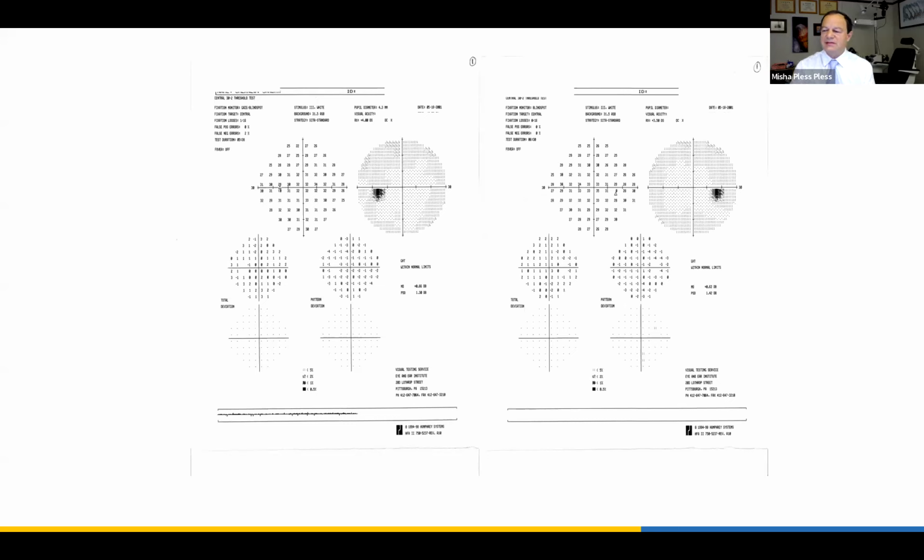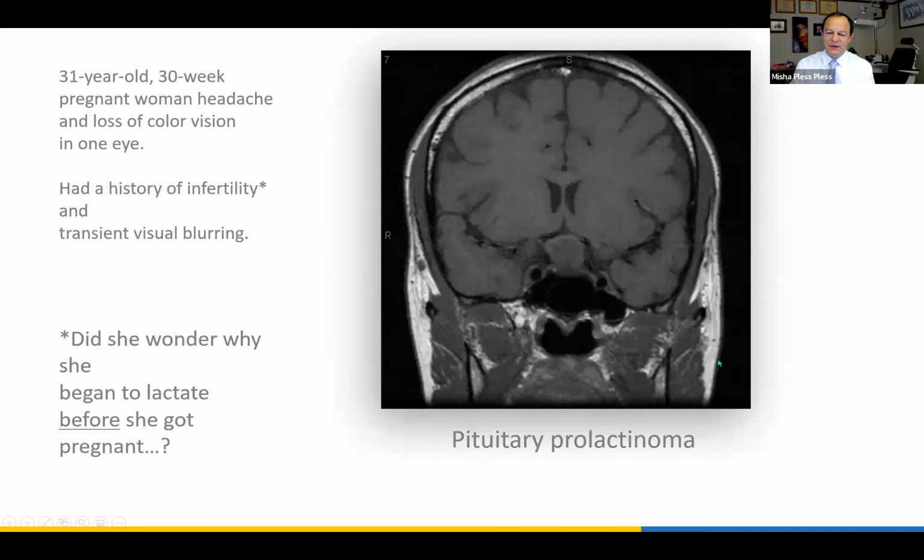You look at the visual field testing, and here I'll argue that this is a perfectly pristine visual field test. You see the blind spots, you look at the deviation from normal, and there's absolutely nothing. But you do an imaging study because you're worried about this patient. And she wondered why she had started to lactate before she got pregnant, had a history of infertility, had transient visual blurring, and sure enough, came to an astute neuro-ophthalmologist that finally said, we need to look at this case because of the color vision deficit.